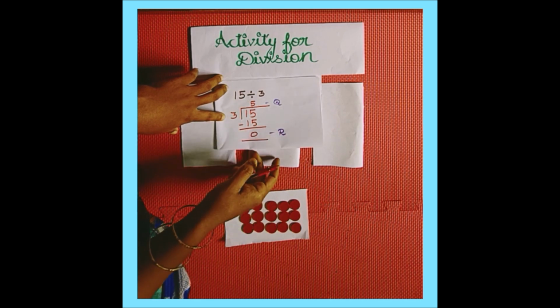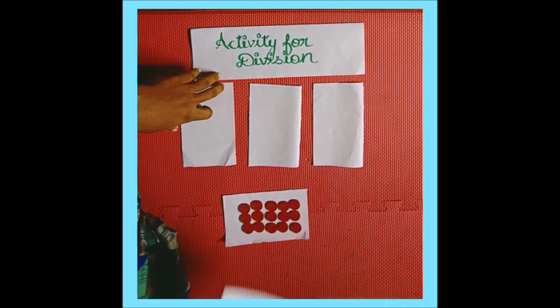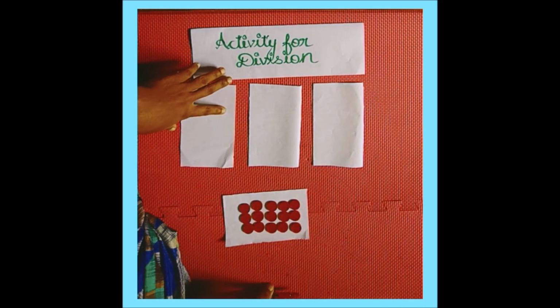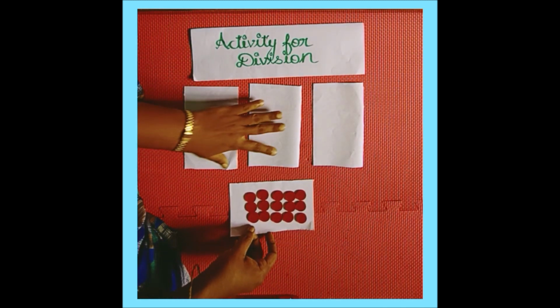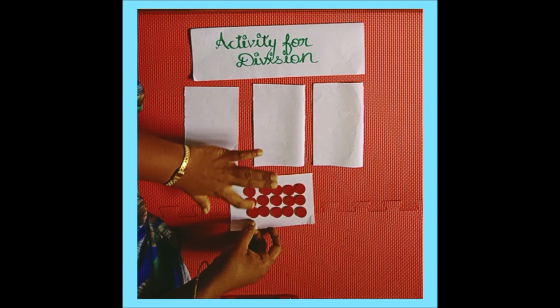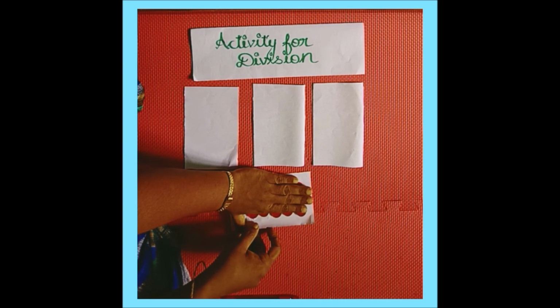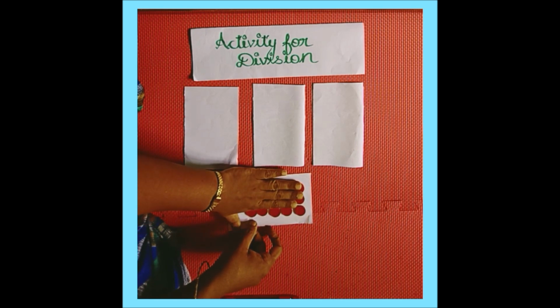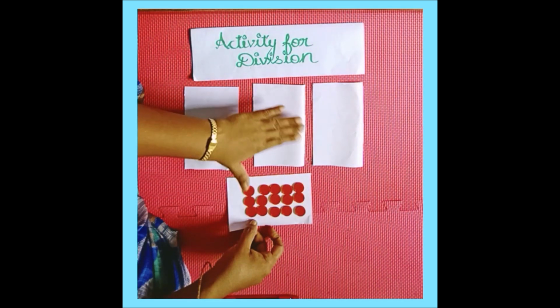Now we are going to do the activity for this division. For that you have to take how many coins? Yes, 15 coins. Let us count. 1, 2, 3, 4, 5. So 5, 10, 15 coins are there. Now we are going to divide these 15 coins into 3 equal parts.